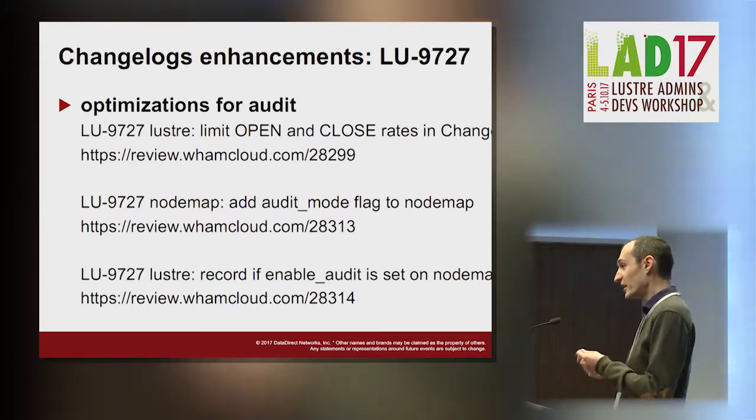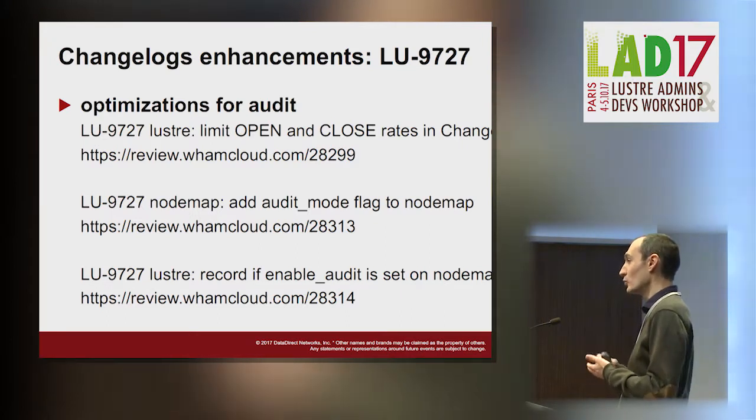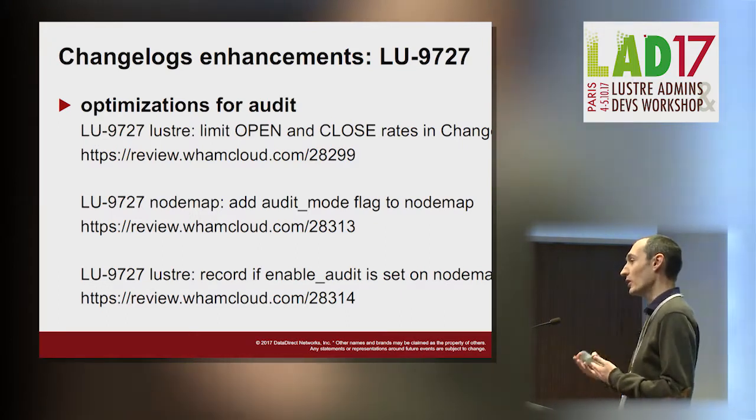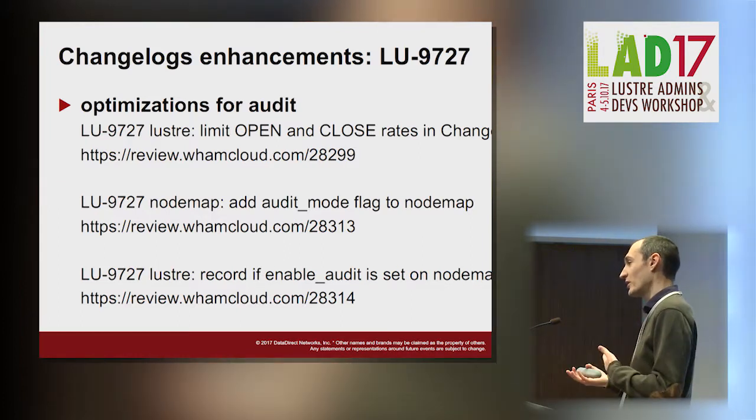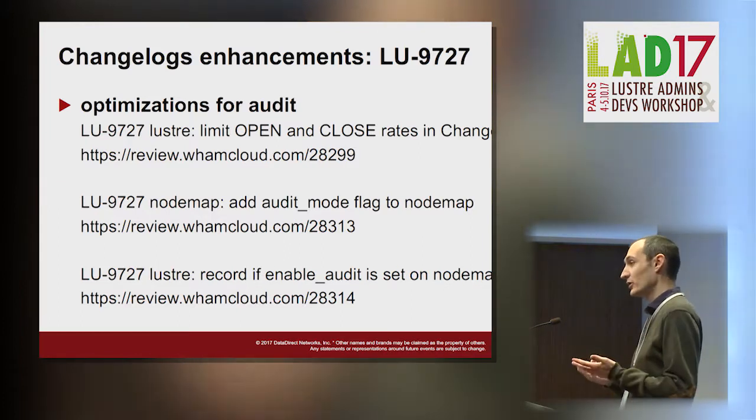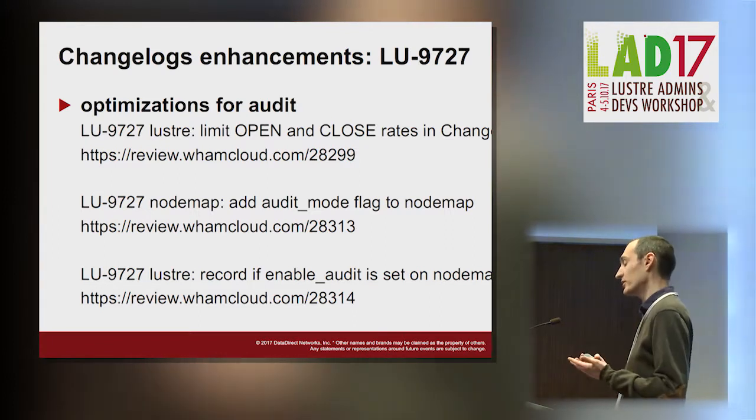So we are able to detect this pattern and only record 1 changelog entry for open and 1 for close. So it avoids flooding the changelogs, and at the same time, from an audit perspective, it's okay because we are not missing any relevant information.